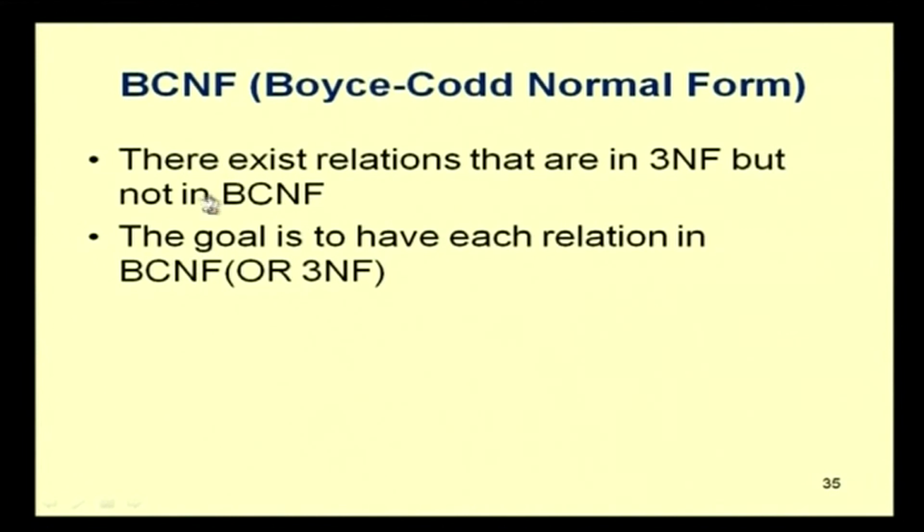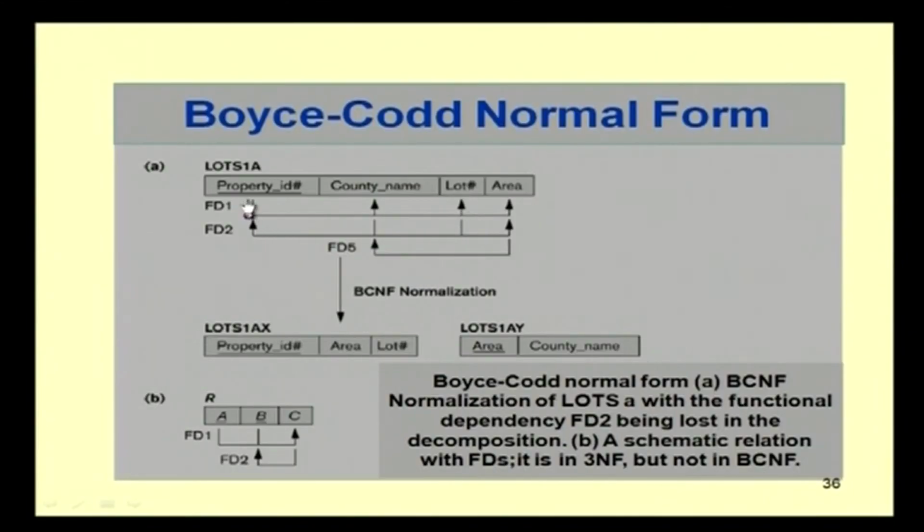So, there can be a relation that exists in third normal form but not in Boyce-Codd. The goal is to have each relation either in BCNF or in third normal form. Look at this third normal form example. Here you have the functional dependency: property ID determines county name, lot and area. The county name and the lot determine the area, and the area determines the county name.